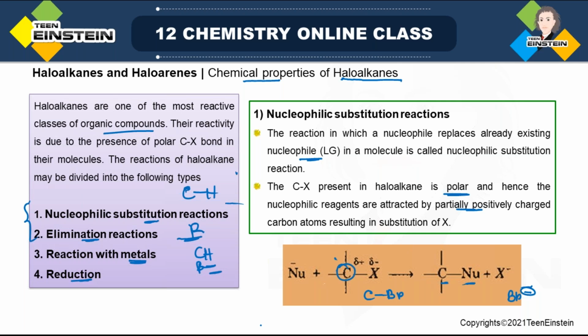So this is the partially positively charged carbon atom, and the nucleophile attacks it. Sometimes it may vary. A nucleophile can have a fully developed negative charge. Suppose the nucleophile is CN minus, so it has a fully developed negative charge, but it may also be carrying some lone pair. Suppose the nucleophile is H2O, here you do not have any fully developed negative charge, but the lone pair over oxygen is acting as the nucleophile. So this can also act as a nucleophile.